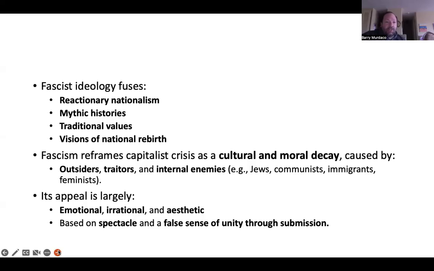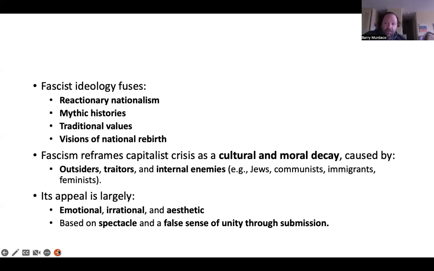Oftentimes it borrows from nationalism, a mythical view of the past. It likes to invoke traditional values, visions of national rebirth. Now, again, these are not necessarily unique to fascism either, right? But these are just among the tools which fascists use to create a system of beliefs basically that allow people more or less to voluntarily submit to their power.